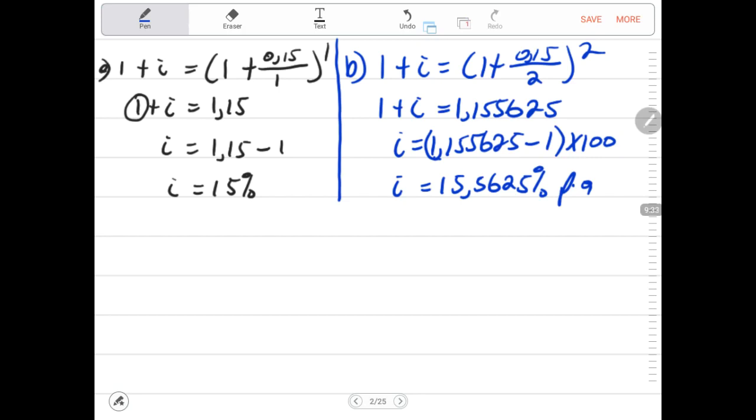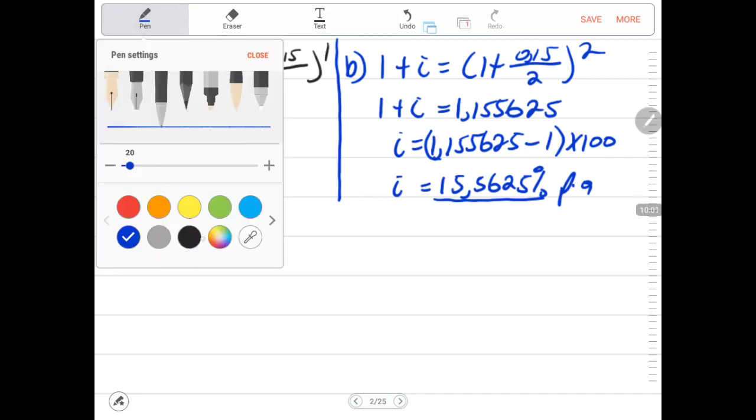Now our effective rate of interest, we can see it is 15.56%, and it is more than the advertised rate, which is 15%. Why is that the case? Because our interest is compounded more than once a year. So our effective rate of interest will be more than the nominal rate of interest. Now let us go to number C and see what number C has in store for us.